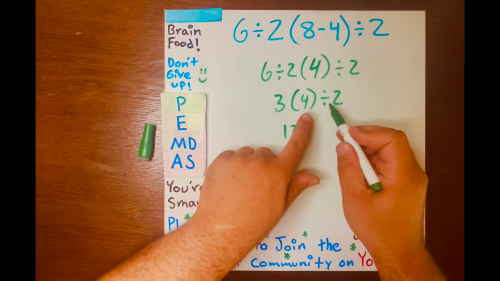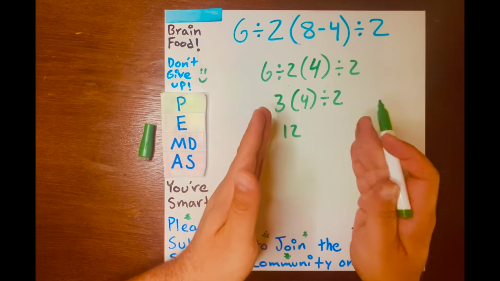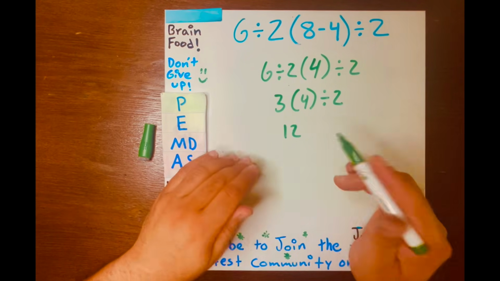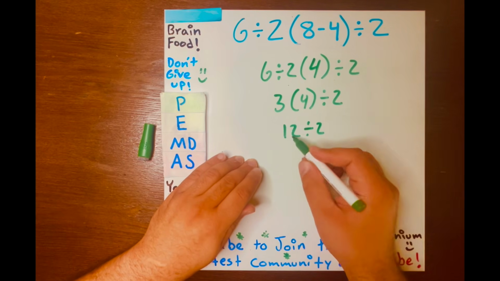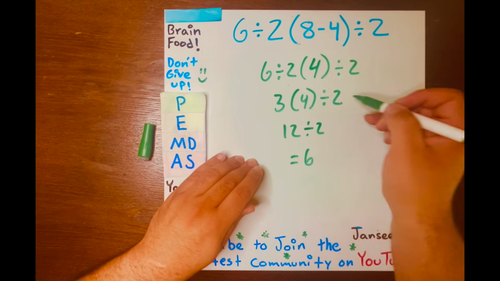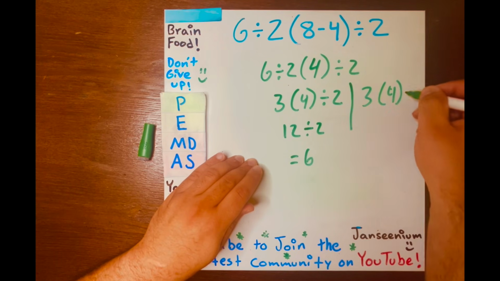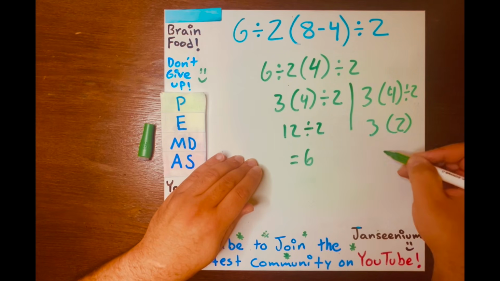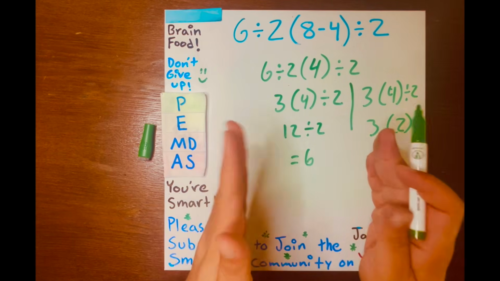Don't start with 4 divided by 2, because you will get the right answer, but you solve it from left to right. So just stick with that rule, left to right. And 3 times 4 is 12 divided by 2, and 12 divided by 2 equals 6. Now, if you would have done 4 divided by 2, I'll just write it here. And notice that 4 divided by 2 is 2, and 3 times 2 is 6. So you would have got the right answer either way. But remember, you solve the math problem from left to right.